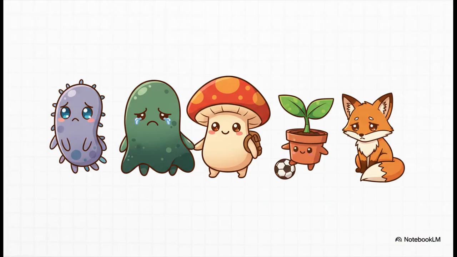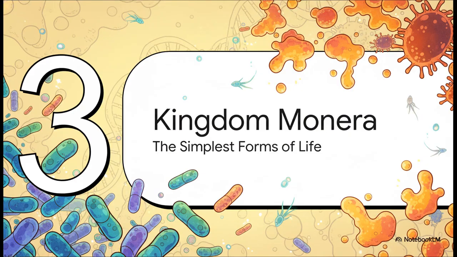Now, you might be thinking, that's a lot to remember. But here's a simple trick for you. Just remember this little sentence. My poor friend plays alone. That's Monera, Protista, Fungi, Plantae, and Animalia. See? Easy. All right, now that we have our brand new map of life, let's start our journey. We'll begin with the oldest, the simplest, and honestly, the most fundamental life forms on the entire planet.